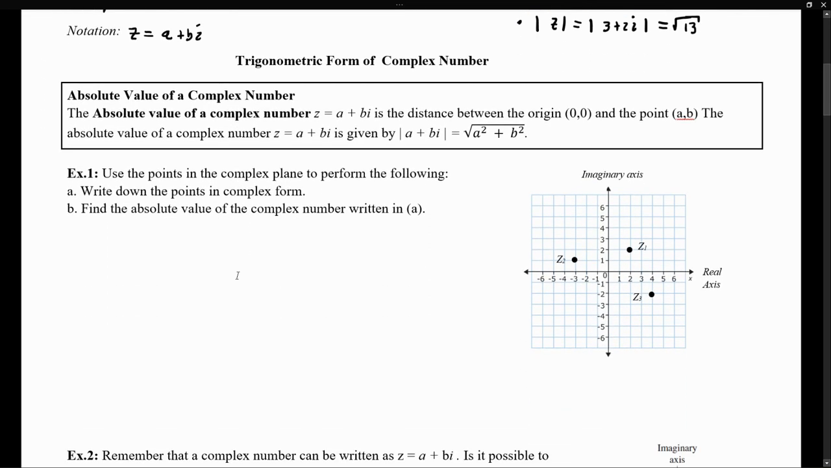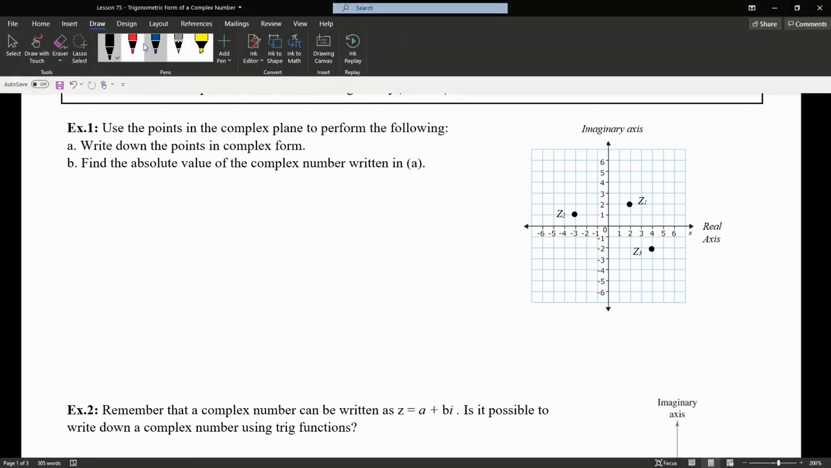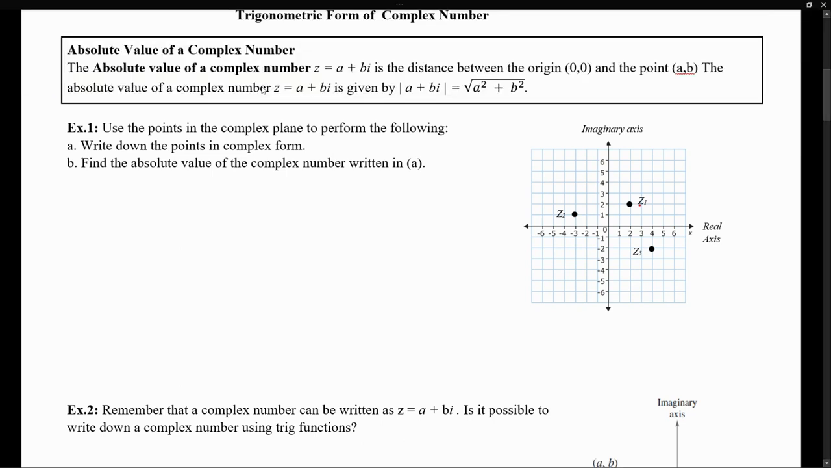Now let's just practice this a little bit more. Let's use the points in the complex plane to perform the following. Let's write down the points in complex form, and let's find the absolute value of the complex number. I'm just going to be doing one or two, because the third one might get a little bit repetitive. But let's take a look at my first coordinate point right here, z1. So let's write down the point in complex form.